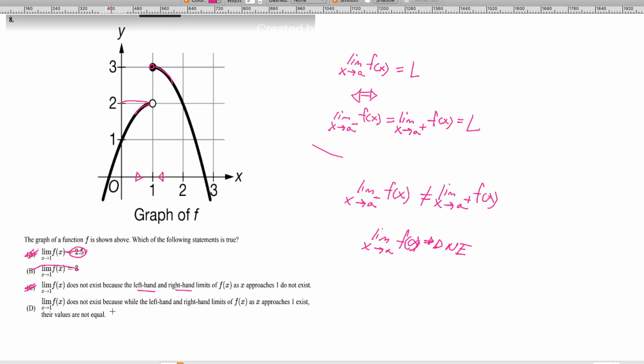So the limit does not exist because while the left-hand and right-hand limits of f of x as x approaches 1 exist, their values are not equal. And I'm using this fact: if the left-hand limit does not equal the right-hand limit, the limit as a whole does not exist.